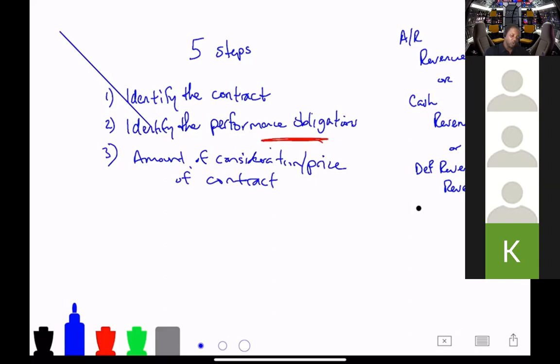So what's the amount of this total for everything that we're offering? How much are we going to charge for that? Okay. Number 4 is we then have to take that amount and allocate. Allocate's just a fancy word for separate. Isn't that right, Lucas? Separate the price to the performance obligations.